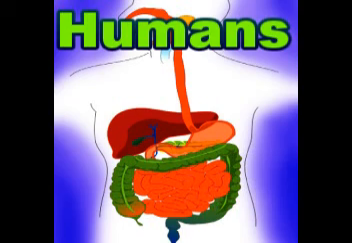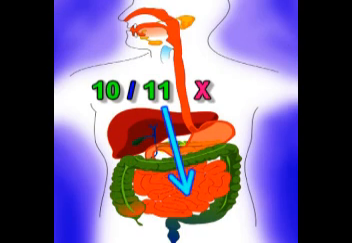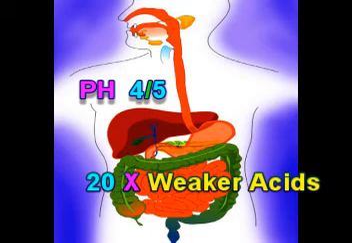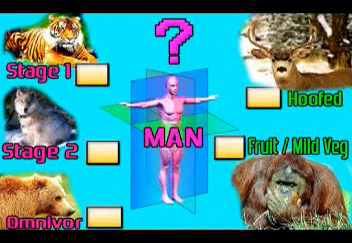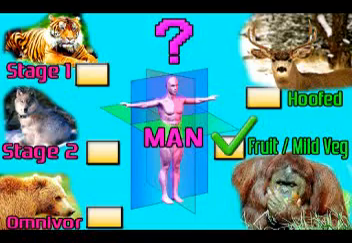The human body has small intestines from 10 to 11 times our body length. Our intestinal walls are bumpy and spongy for absorption, and our stomach acids are pH 4 to 5 and are 20 times weaker than that of a carnivore. We also have larger and more complex colons. Our design again points to the herbivore category, but because humans have a single-chambered stomach instead of multiple, again this puts us in the fruit and mild vegetation eating herbivore category.